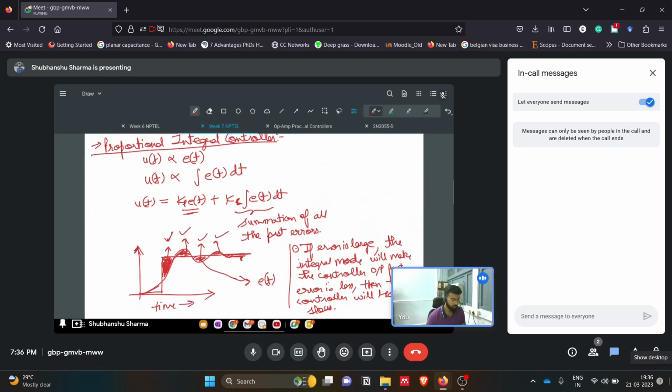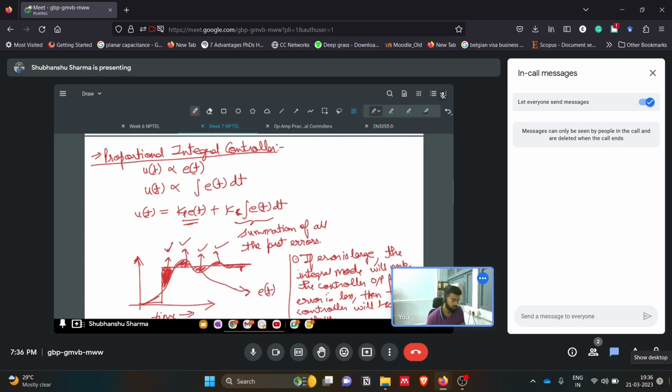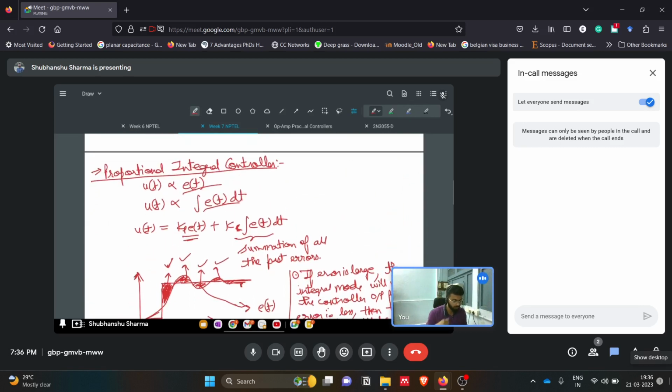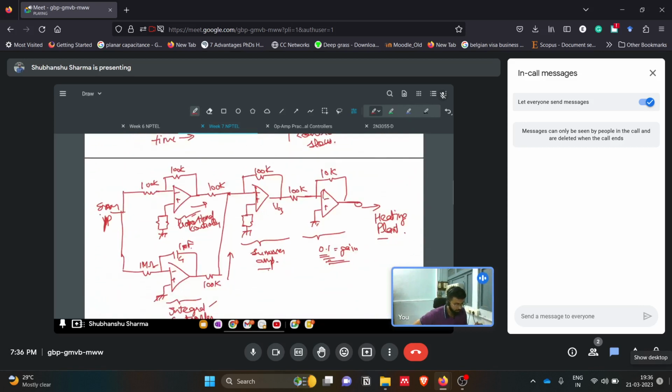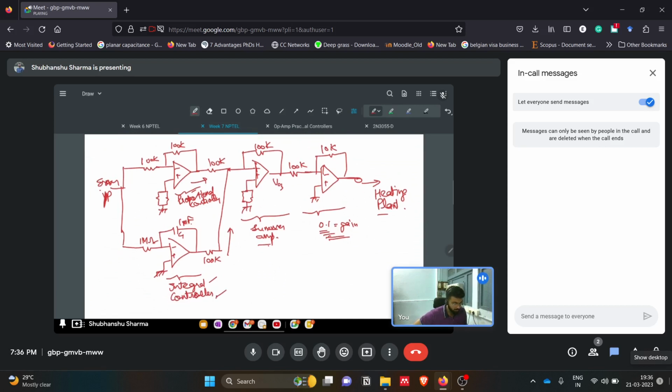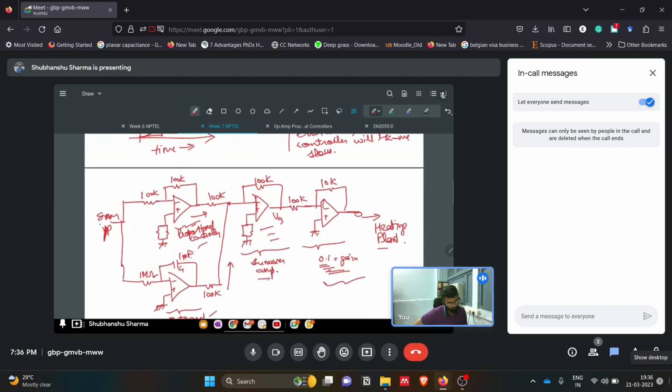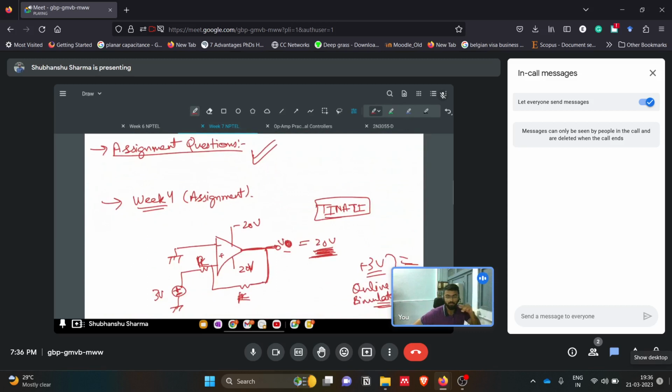Then we also saw the proportional integral controller, where the integrator and proportional constant are both used. By integrating all the past errors, we can realize this proportional integral controller. We also saw how to realize it using an integral controller, a proportional controller, and a summer amplifier with an attenuation of 0.1 gain. Then we saw the assignment questions.